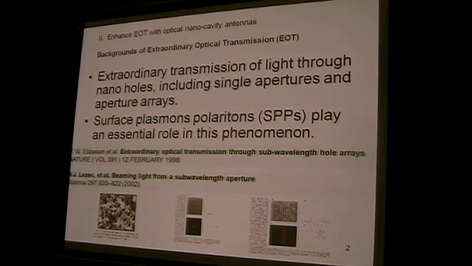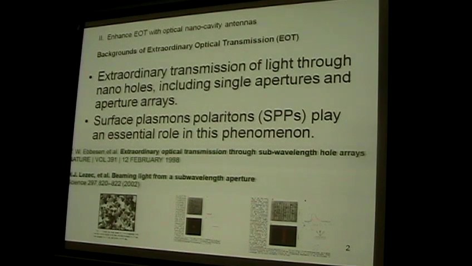So that's extraordinary. When Ebbesen first observed this phenomenon in experiment, no one believed it. This is impossible. How can these nano holes have such large transmission? No one believed that, and it took quite a few years. Gradually, people understood why: because of surface plasmons. Okay, thanks.